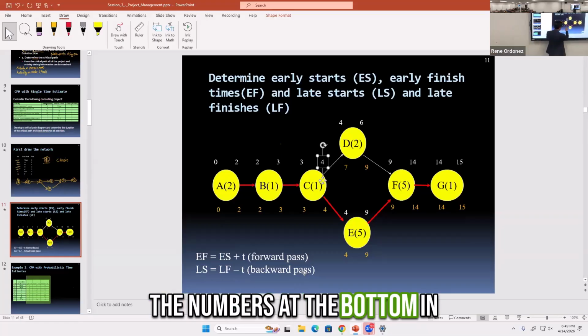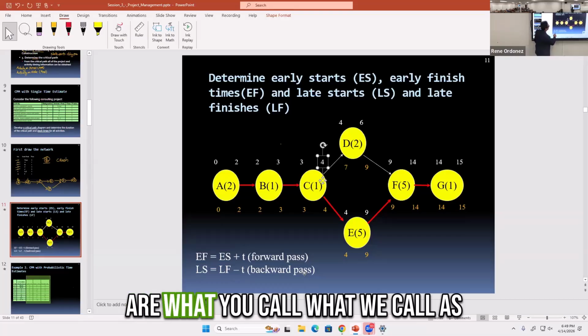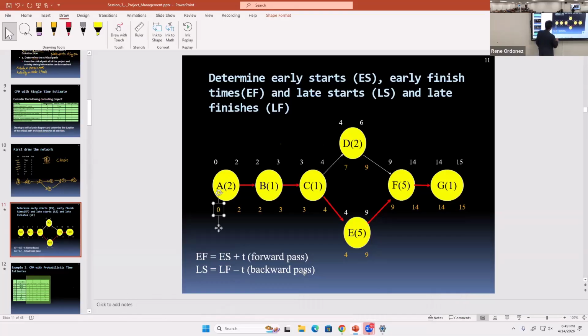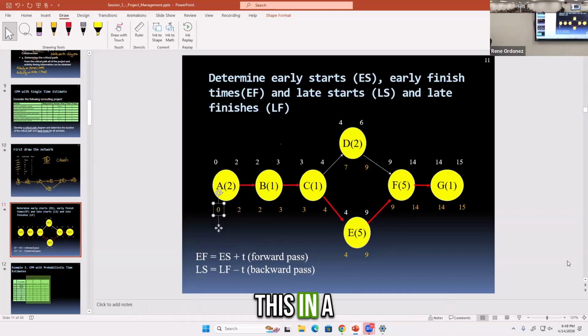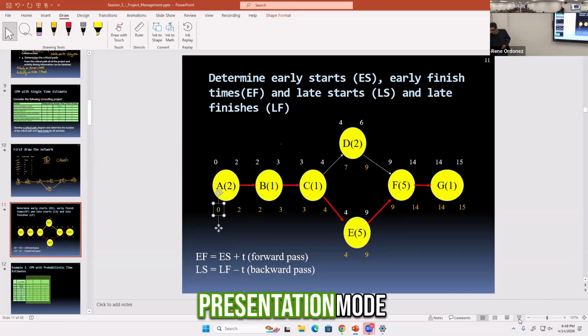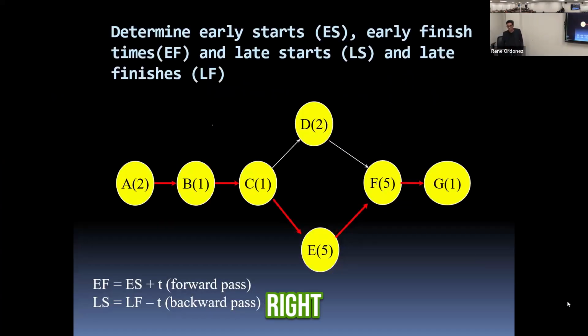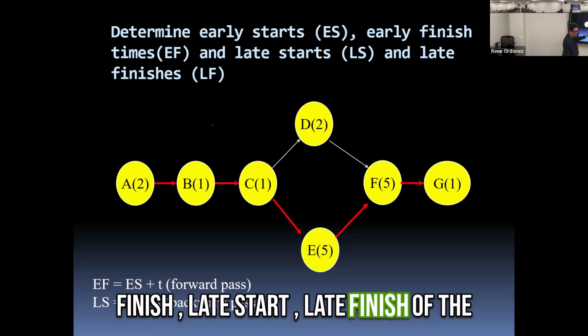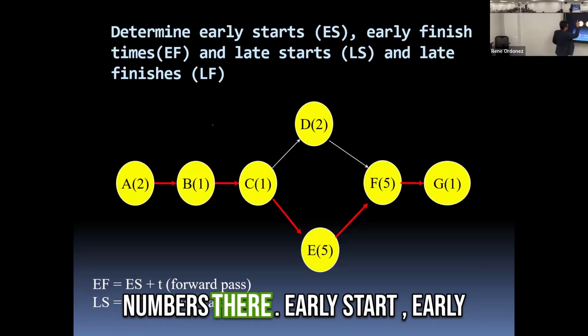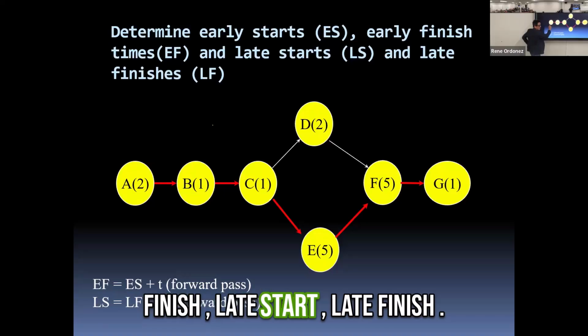The numbers at the bottom in yellow are what we call the late finish and late start. So how do we develop these numbers here? Okay, I think I'm going to show this in presentation mode. So in identifying the early start, early finish, late start, late finish of the activity, you have four numbers there.